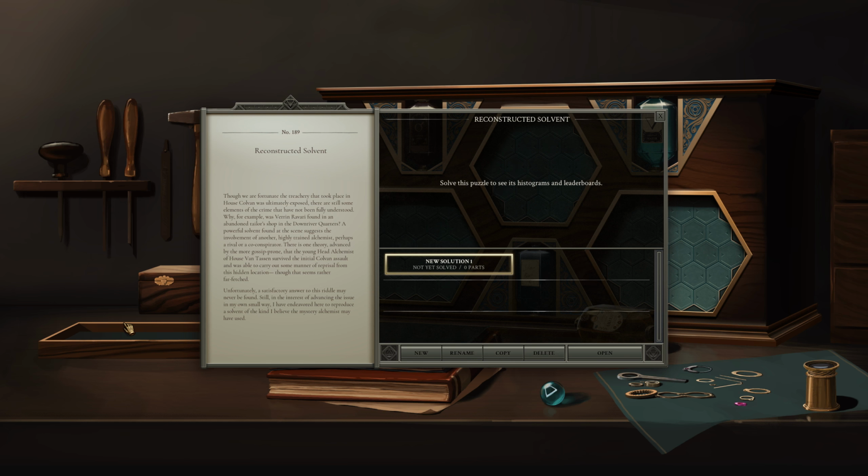co-conspirator. There is one theory, advanced by the more gossip-prone, that the young head alchemist of House Ventassin survived the initial Colvin assault and was able to carry out some manner of reprisal from this hidden location, though that seems rather far-fetched. Unfortunately, a satisfactory answer to this riddle may never be found. Still, in the interest of advancing the issue in my own small way, I have endeavored here to reproduce a solvent of the kind I believe the mystery alchemist may have used.